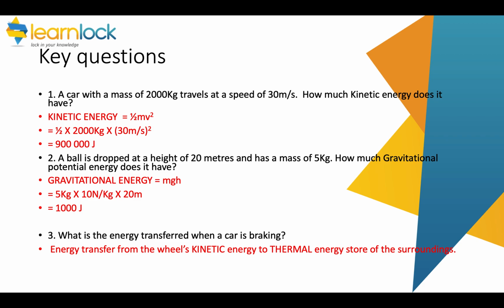Second question is to calculate the gravitational energy of a ball that's been dropped. So this time the mass, which is 5 kilograms, times by this g, which is gravitational field strength. Now, on Earth, that is 10 newtons per kilogram. So most often that's a number you would use, 10. And then times it by the height, which is 20 metres, you get 1,000 joules.